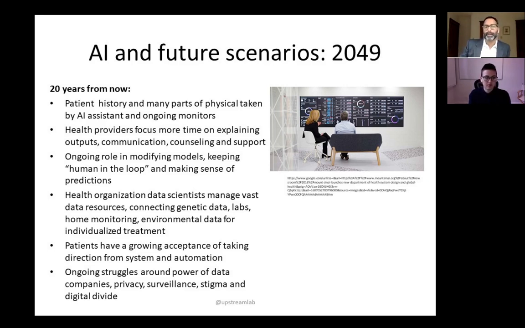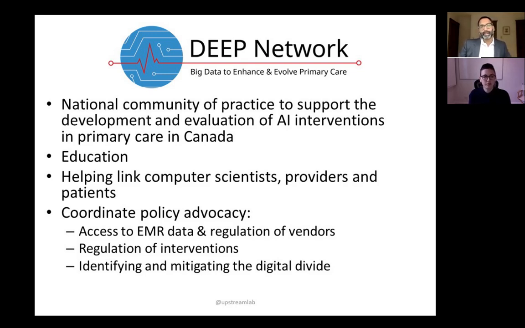I think health organizations will really have data scientists that are part of them that manage these resources and also are working to connect data, not only within the health system, but also to things like environmental data and community data. And I think we'll have patients with a growing acceptance of taking direction from systems and automation. It'll become much more a norm. I think there'll be ongoing struggles around the power of data companies and privacy, and concerns around surveillance and stigma will continue. So we'll end this session just by talking a little bit about what we're hoping to do.